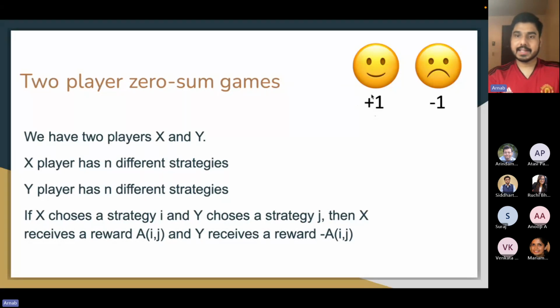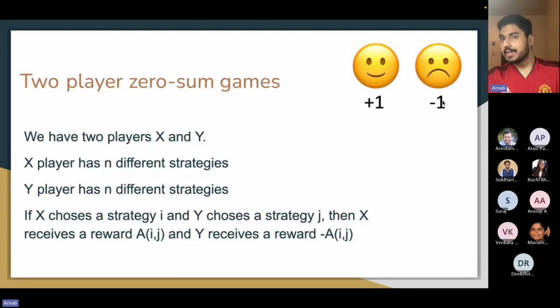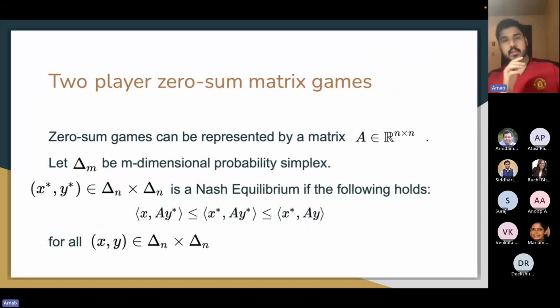For example, the X player can receive a reward of +1 and the Y player a reward of -1. This is a zero-sum game because the sum of rewards is always 0. Such zero-sum games can be represented using one single matrix. We'll be focusing on n cross n matrices, although all the results can be extended to n cross m, where n is not equal to m. For simplicity of the talk, I'm just focusing on n cross n.